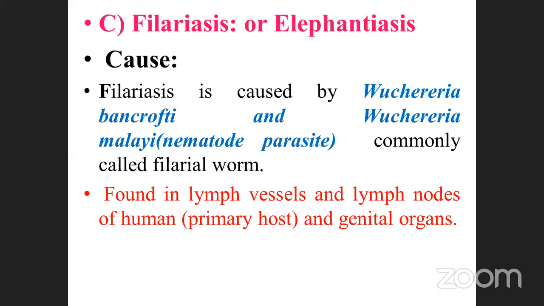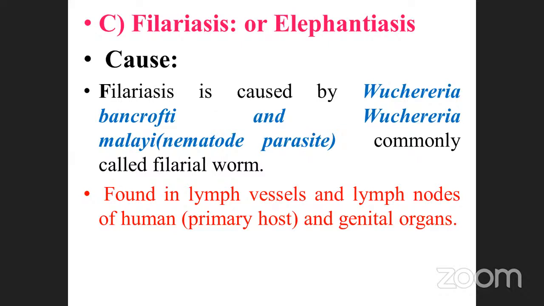Filariasis is caused by Wuchereria bancrofti, and also Wuchereria malayi, which are nematode parasites. Which nematode produces filariasis? Elephantiasis is caused by which nematode? Like that, they may ask questions, so you have to be clear. Wuchereria bancrofti, note it down. This one is commonly called the filarial worm. This is very, very important.